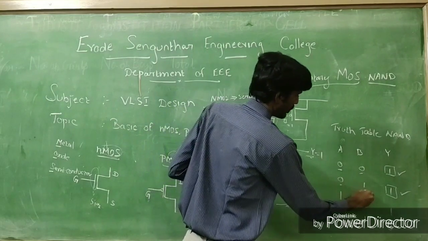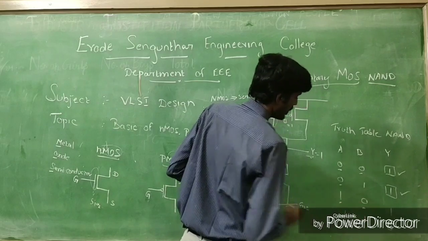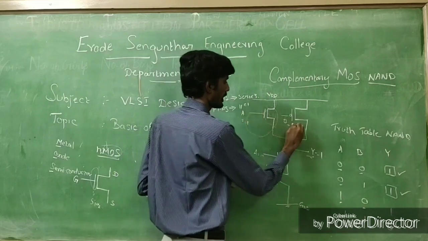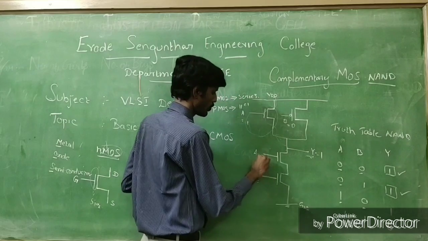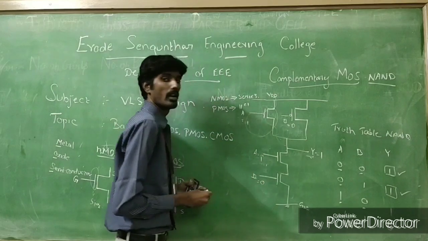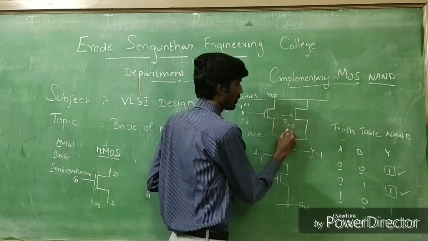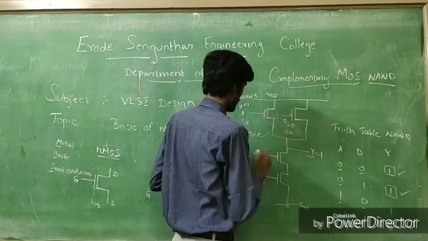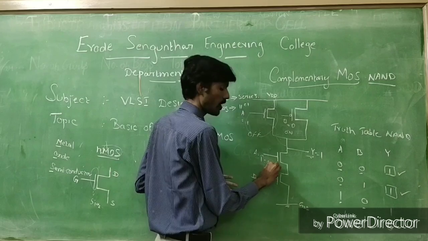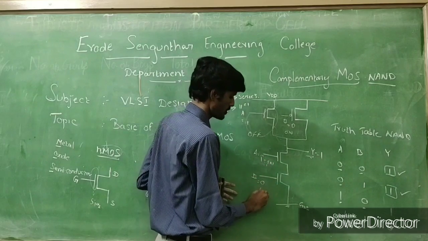So the third input is A equal to 1 and B equal to 0. See the response: when A equal to 1, it becomes off. When B equal to 0, it becomes on. When A equal to 1, the response is on. When B equal to 0, the response is off.